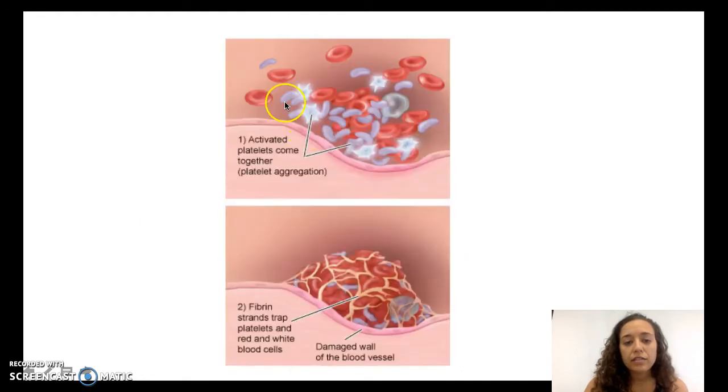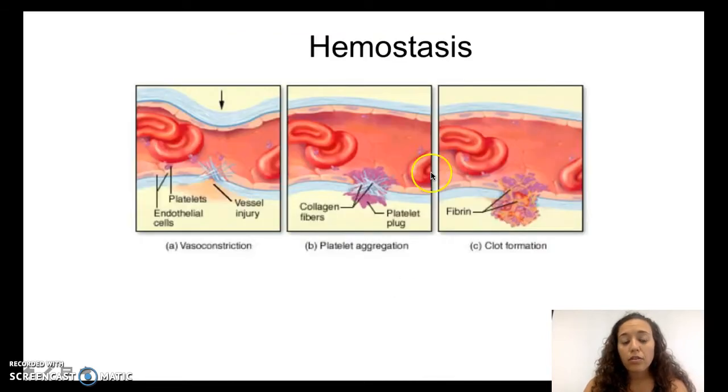So this is what it looks like. You can see the aggregation occurring. Platelets are coming in, and the fibrin is catching them and making its little clot there. These are all the 3 steps. So vasoconstriction, you can see the smooth muscle coming in. Platelet aggregation, the platelets making a temporary plug there. And then you'll have your fibrin catching all the cells to make a clot.